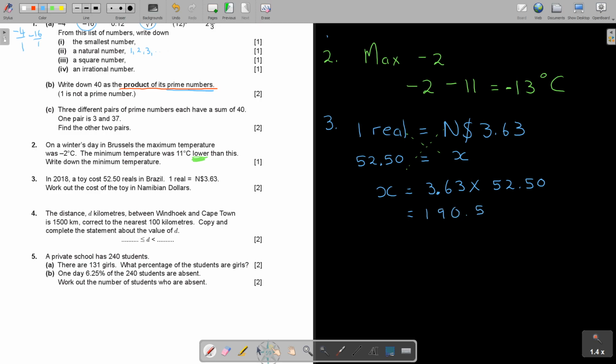190. Now remember, money, we always approximate to 2 decimal places. So if you do the final answer, you can say therefore, it's going to be, because it's underneath the Namibian dollar, 190. This 5 is going to make this one a what? An 8. So it's 190.58. Okay.